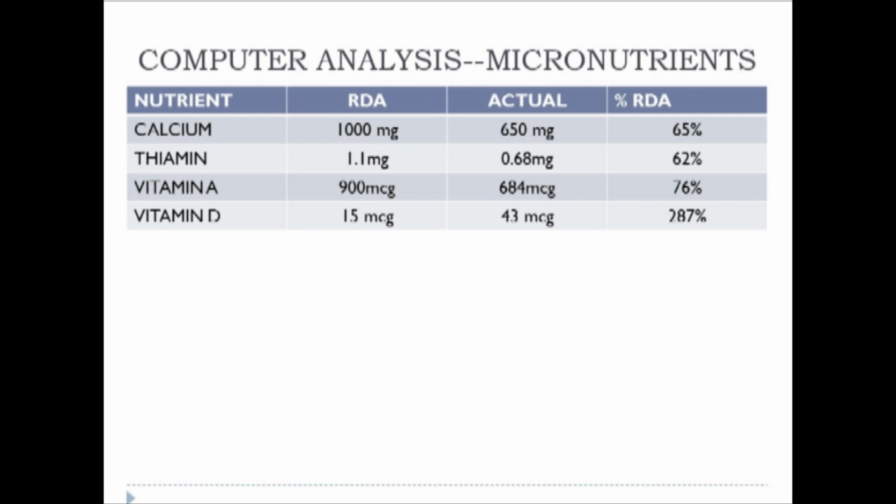This adequacy, again, is anything over 66 all the way up to the UL. The vitamin D at 43 micrograms represents 287% of the RDA, and that would lead us to maybe think that this is actually an excessive amount. But if you consult the UL table at the end of Chapter 3, you'll see that 43 micrograms is still under the 50 microgram cutoff for the UL. So even though it's 287%, it's still adequate because that intake of 43 micrograms is still under the cutoff for the UL for that particular nutrient.